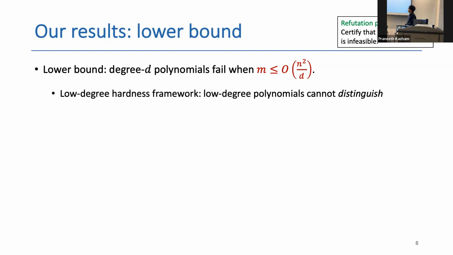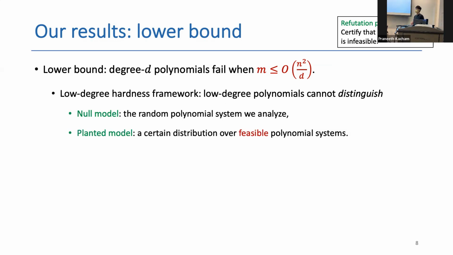This hardness result is in the low degree hardness framework. We show that low degree polynomials cannot distinguish the null model, which is our random polynomial system that we're analyzing, and a planted model, which is a certain distribution that we construct over feasible polynomial systems. Notice that the distinguishing task between these two is actually easier than the refutation problem, because if we can refute, then we can distinguish these two. On the flip side, if we show that a certain class of algorithms cannot distinguish these two, then these algorithms cannot refute.